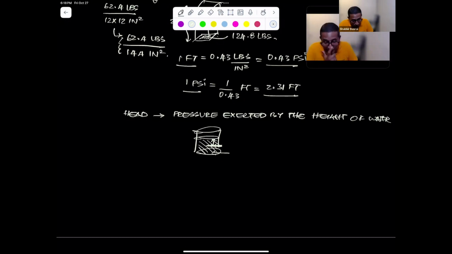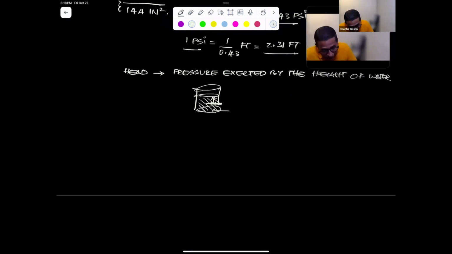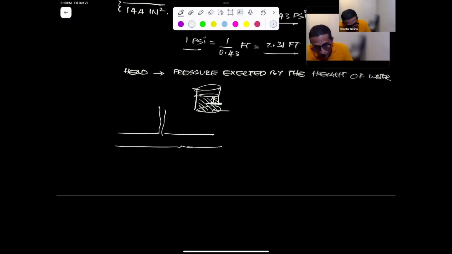So conversely, what we can say is that if I have water flowing through a pipe, then there is water that is flowing through this under a certain pressure. This pressure is going to exert a head on the water.